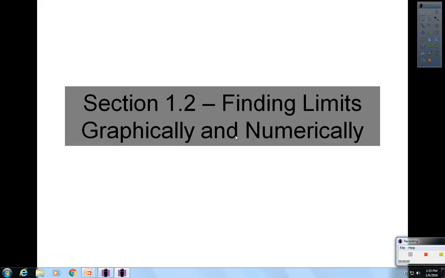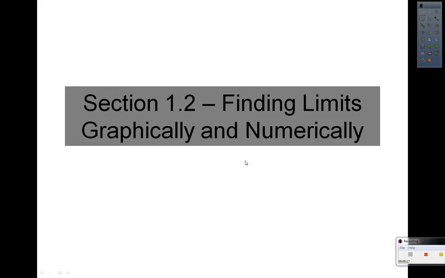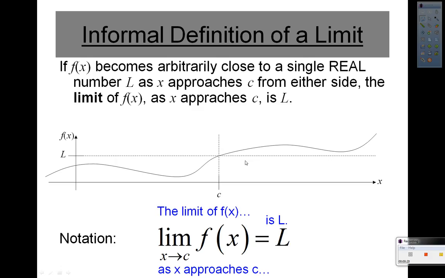Alright guys, your essential question for today is from section 1-2 on finding limits graphically and numerically. And the way we're going to start off today's subject is by giving an informal definition of what a limit is. The informal definition of a limit is if f of x, so if your function becomes very close to a single real number, let's call that L, as x approaches c from either side.